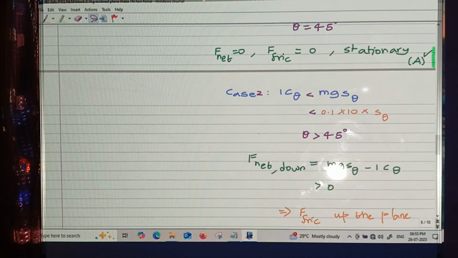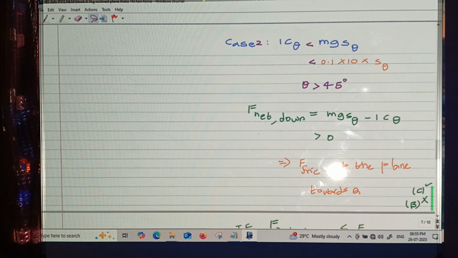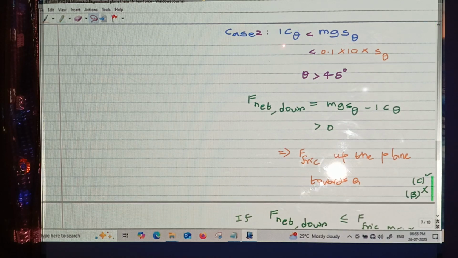Second case is the downward force, which is the weight component, is more compared to the applied force component, which is up the plane. So this means theta is greater than 45 degrees, because sin theta is greater than cos theta, which is true, sorry, in 45 to 90 degrees. Sin theta is greater than cos theta when theta is between 45 to 90. Okay, so in this case, the net downward force is mg sin theta minus cos theta, which is greater than 0. So this means the friction force is upwards towards Q. So option C is true, option B is wrong.